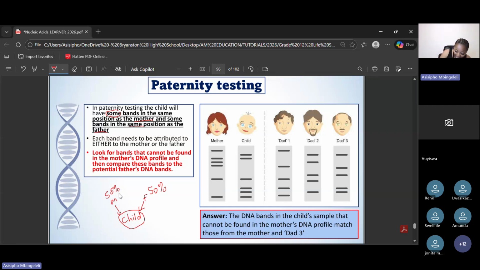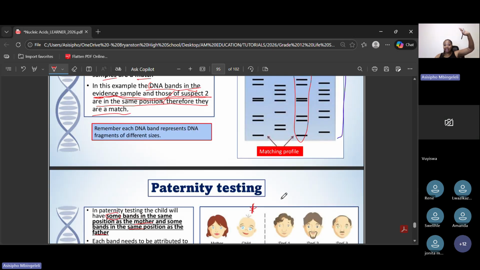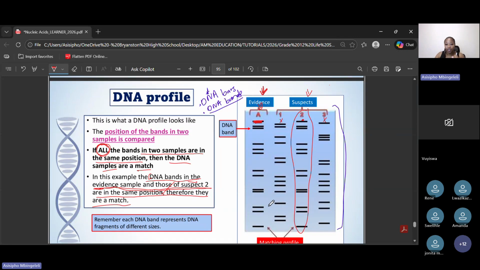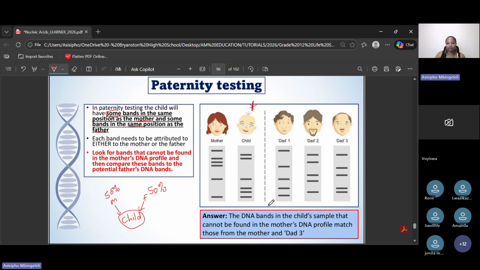Our focus is the child. Let's remember, when we're looking at the DNA profile of the suspects and evidence, our focus was the evidence. We were looking at the evidence and then trying to figure out which suspect has bars in the same position. Now, when we do paternity, our main focus will be the child.